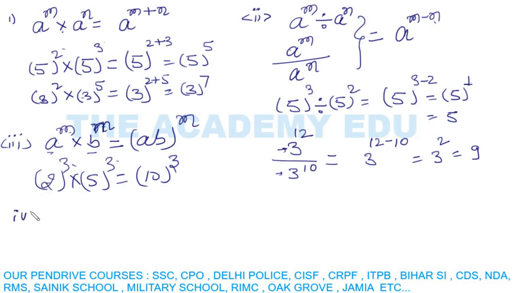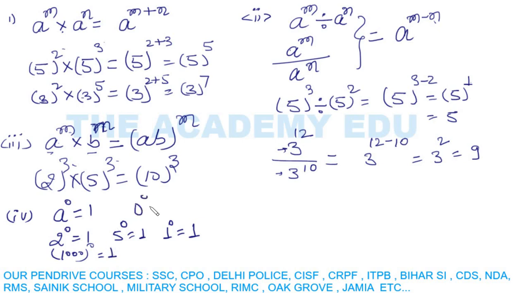Now, fourth one, anything's power 0 is 1. Suppose 2 raised to the power 0, so what will I write? 1. Suppose 5 raised to the power 0, we will write 1. Suppose 1 raised to the power 0, we will write 1. Suppose 1000 power 0, so what will I write? Anything's power 0 is 1, but 0's power 0 is not defined. Okay.